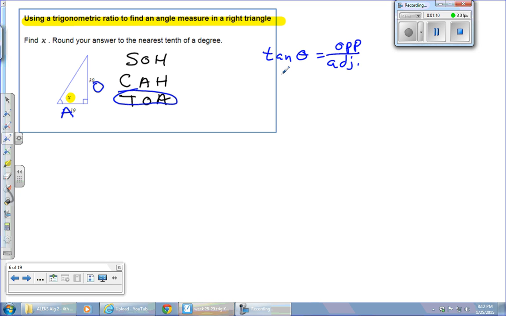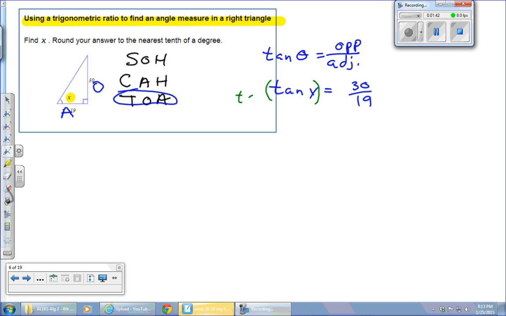So we're going to fill in what we know. Tangent of x, because that's what I'm trying to find, is equal to 30 over 19. Now we're going to solve this. This is the way you solve it. We take the tan inverse of both sides. So watch this. I'm going to grab a different color, and then we're just going to take the tan inverse of this.